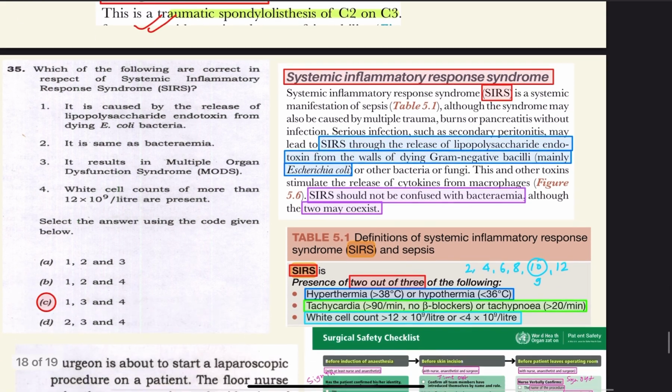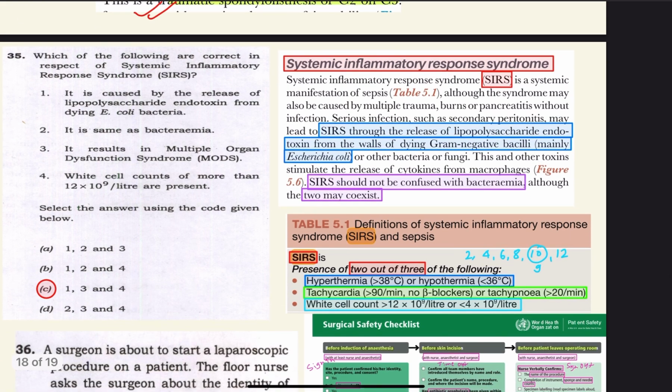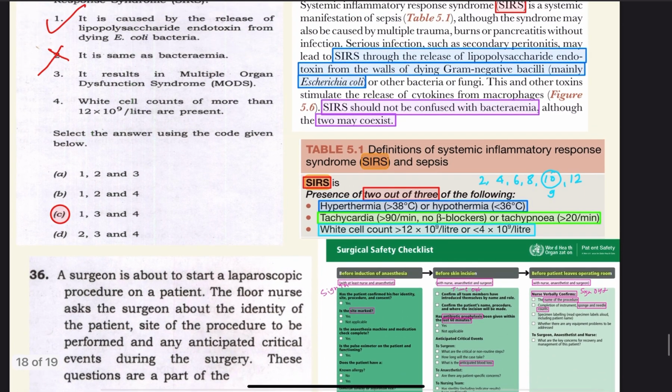Which of the following is correct in response to SIRS? Okay, so first they have given the option caused by release of lipopolysaccharide, an endotoxin from dying E. coli bacteria. Look, SIRS is thought to be release of lipopolysaccharide endotoxin released from wall of dying gram-negative bacilli, mainly E. coli. So this is true. It is the same as bacteremia? SIRS should not be confused with bacteremia, but the two may coexist. So this is not the same as bacteremia. It can result in MODS, multi-organ dysfunction. Yes, this can result in multi-organ dysfunction.